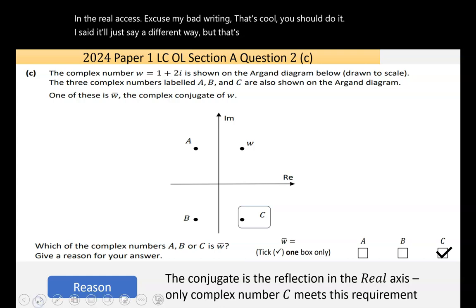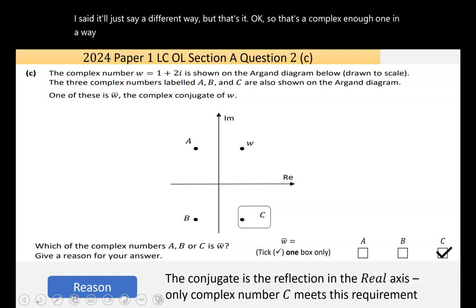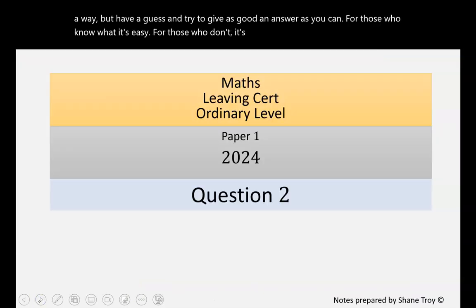Okay, so that's a complex enough one in a way, but have a guess and try to give as good an answer as you can. For those who know it, it's easy. For those who don't, it's not. So that's the end of question 2.